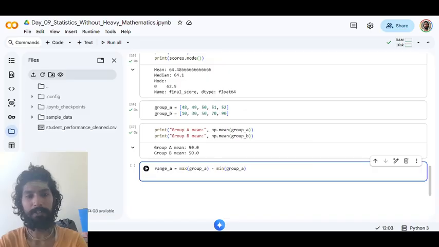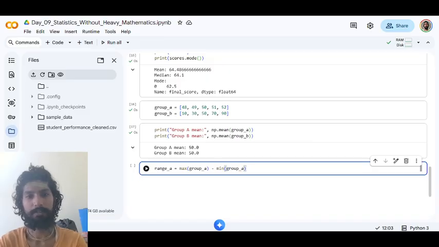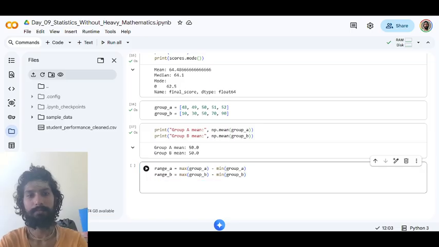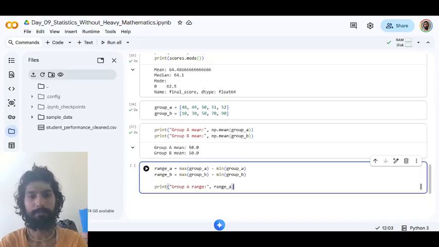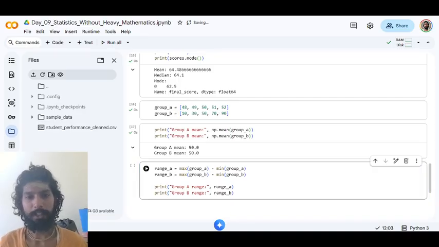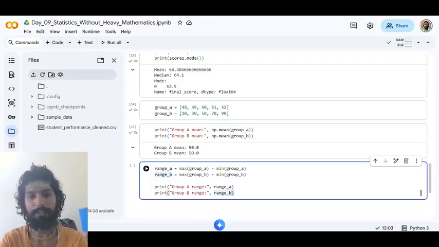So range A, range B. Then we print the values. Before running the code, predict which group will have the larger range. Group B should have the larger range because its values are much farther apart. Run the cell.